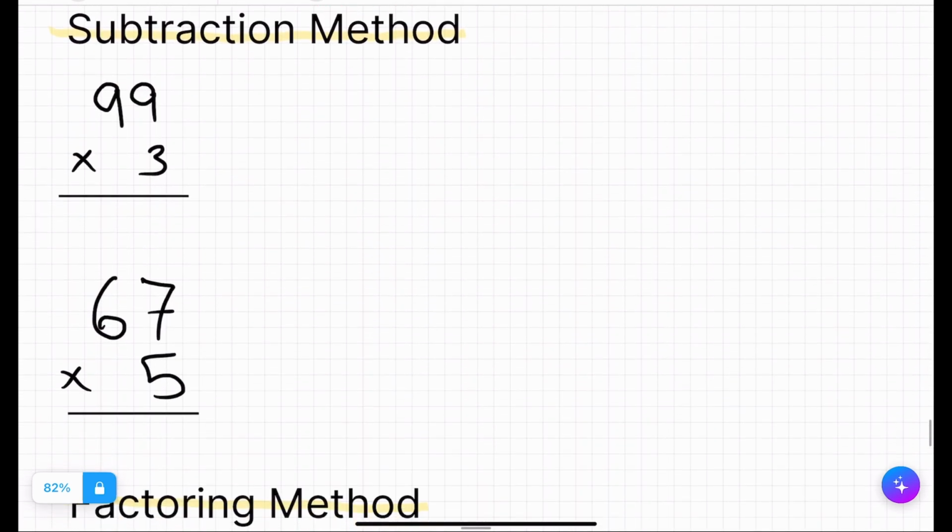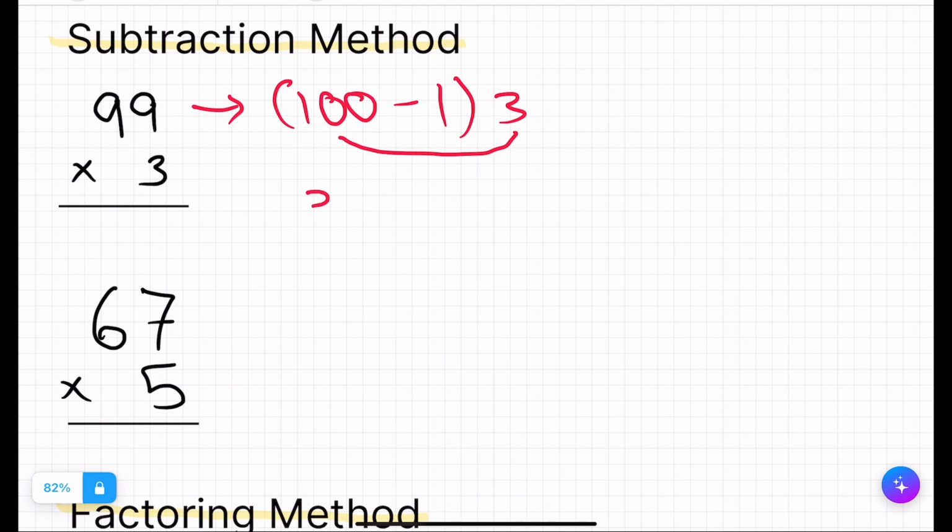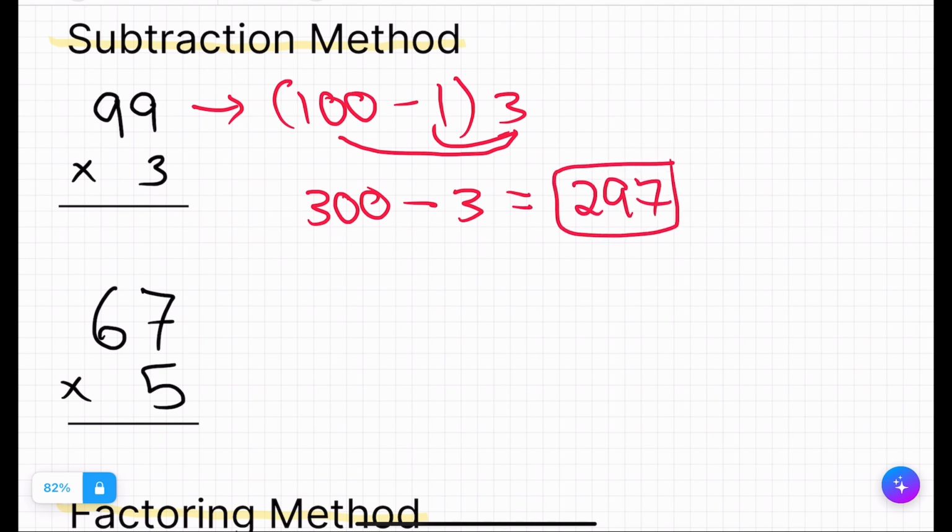There's another way you can solve problems like these, and that's called the subtraction method. So 99 times 3. This time, instead of breaking this into 90 plus 9, we're going to say 100 minus 1, because 100 minus 1 is equal to 99. And then we can multiply 100 minus 1 times 3. And we're going to multiply 3 times 100. 3 times 100 is 300, and 3 times 1 is 3. So 300 minus 3 is going to be 297, and that's our final answer.